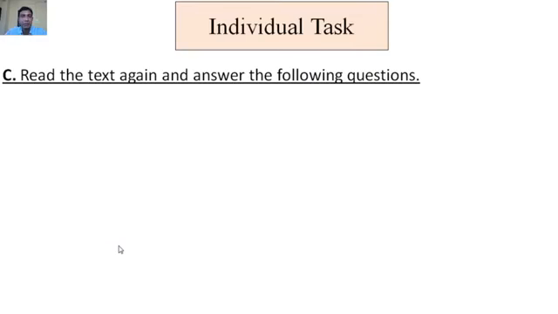Now there is activity C, and that is the individual tasks. Read the text again and answer the following questions. There are 3 questions for you, but you have to answer 4 questions in your exam. That means 4 questions will be set in your exam from the same passage.